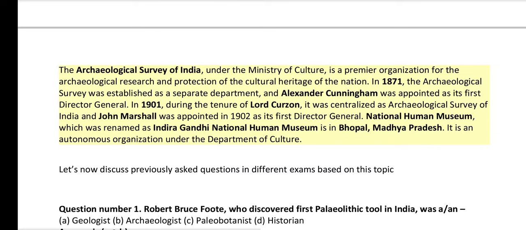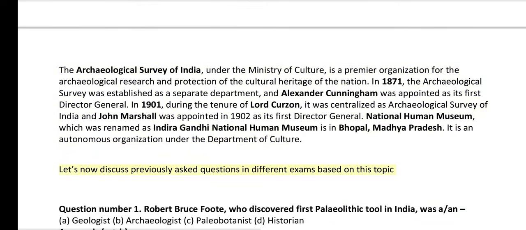National Human Museum, which was renamed as Indira Gandhi Rashtriya Manav Sangrahalaya, is in Bhopal, Madhya Pradesh. It is an autonomous organization under the Department of Culture.